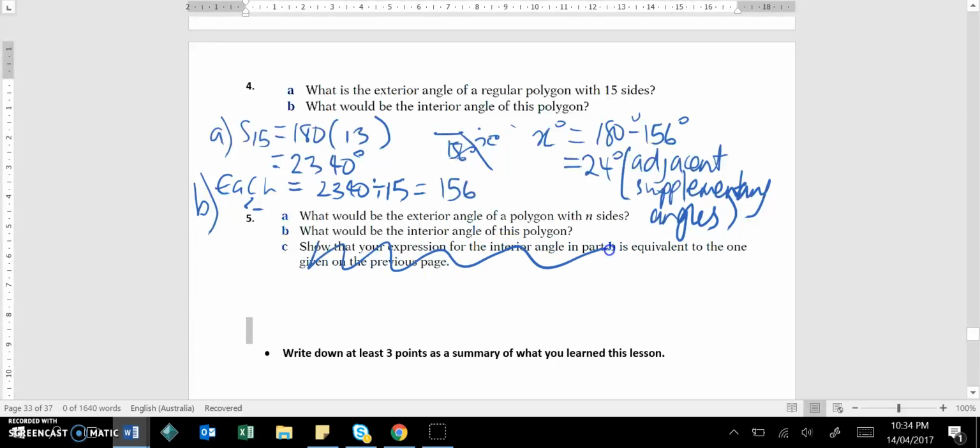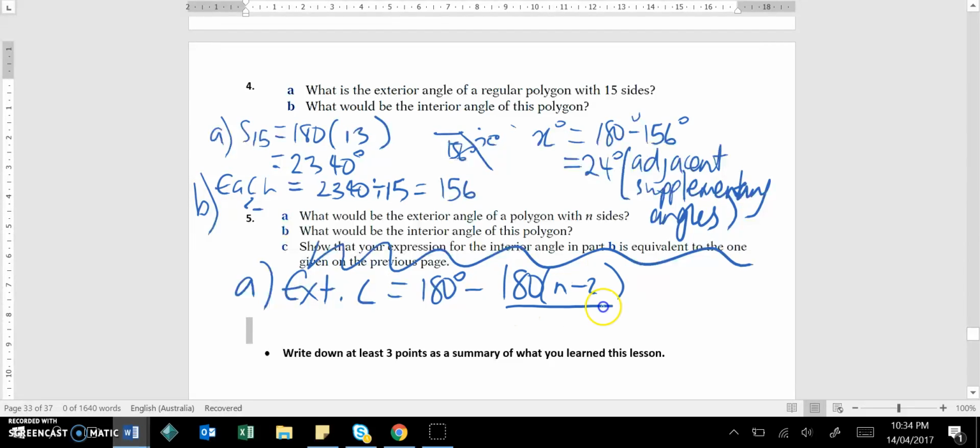So the last question asks you to basically write the rule out for that. Okay, so don't worry about question C. But for part A, what would be the exterior angle of a polygon with n sides? So to get the exterior angle, you would have to do 180, take away how you work out the inside. And to get the interior angle, you would have to do 180 n minus 2 over n.